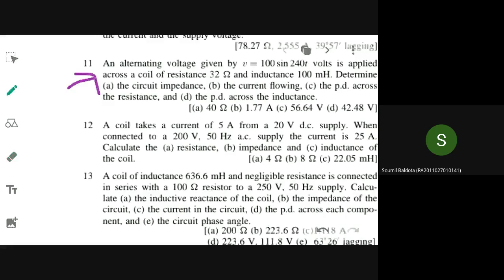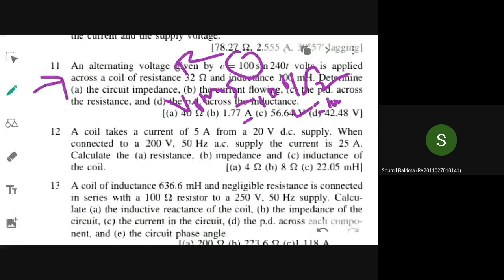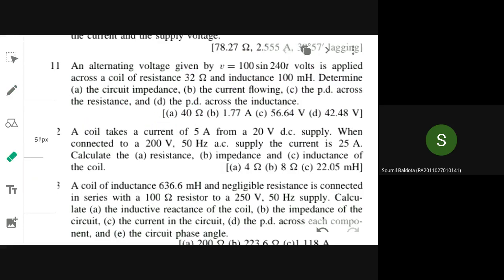Alright. So here Vm is equal to 100. So we need to calculate Vrms, which is equal to 100 divided by root 2. The coil resistance R is 32 ohm, and L is equal to 100 millihenry, they have given. They have asked you to find out Z, VR and VL. Find it out and tell me. Both DC and AC will not come, so we'll not do that.